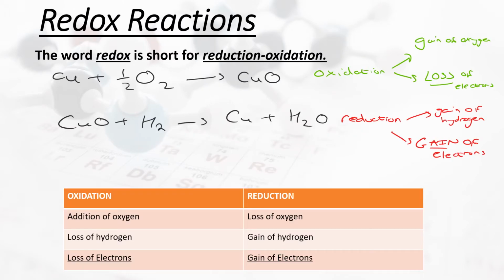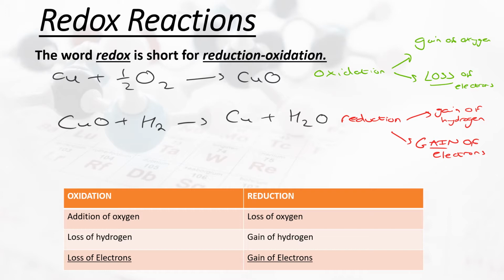So the word redox is short for reduction oxidation, and there are a few different ways we can define reduction and oxidation. The first is a simplistic picture of it. An oxidation reaction is one in which we have an addition of oxygen, and likewise a reduction would be a loss of oxygen. Another way to think about it is that typically if we have gained oxygen, we would have lost hydrogen. So we can think of an oxidation reaction as a loss of hydrogen or a reduction reaction as a gain of hydrogen.